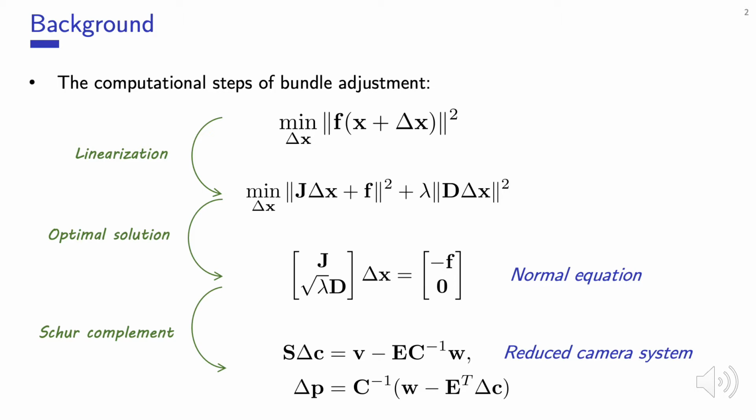In order to minimize the objective function, we linearize it to get the quadratic objective. Then we evaluate the minimizer by solving the normal equation. The normal equation can be simplified by Schur complement, and we solve the reduced camera system instead.